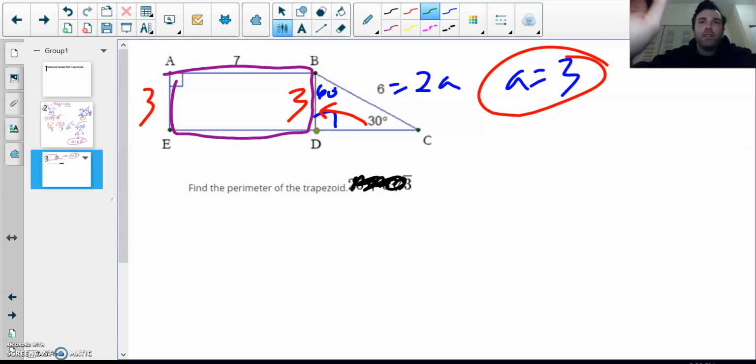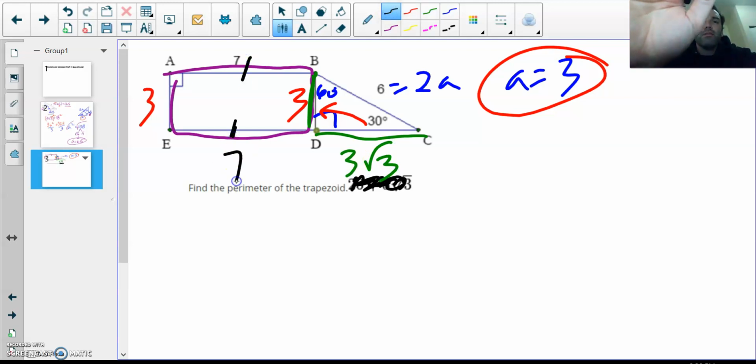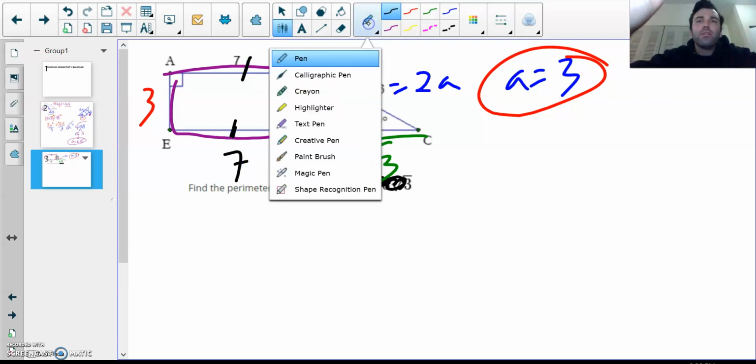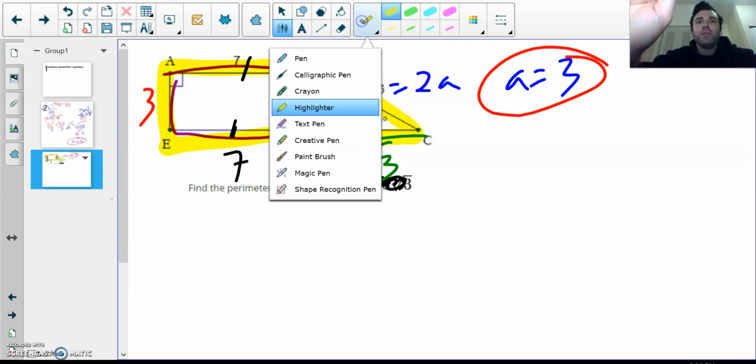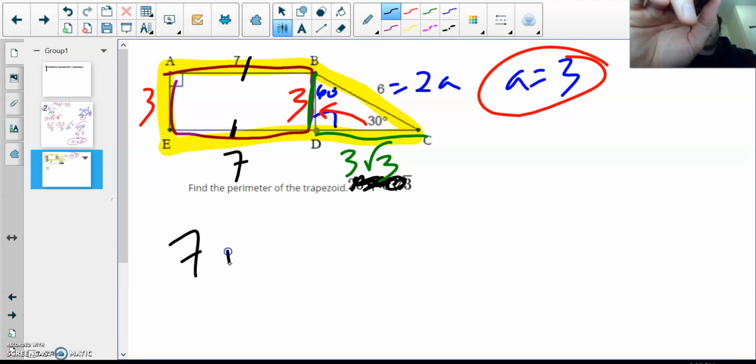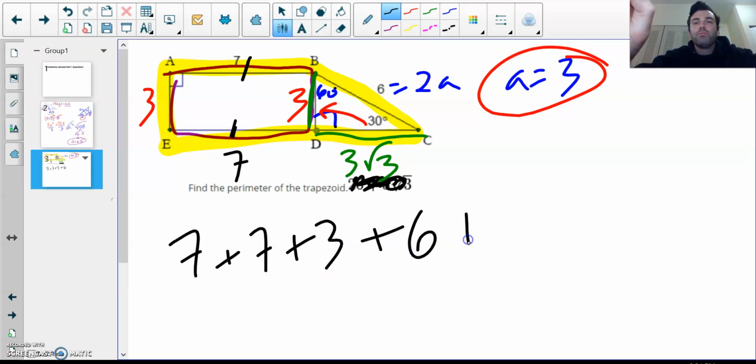So what was I saying? This is my A term, so that makes DC A radical 3, which makes this 3 root 3. If that's 7 right here, then this has to be 7 down there. Remember, perimeter is the distance all the way around the outside of the shape. So I'm going to write this out: 7 plus 7 plus 3 plus 6 plus 3 radical 3.